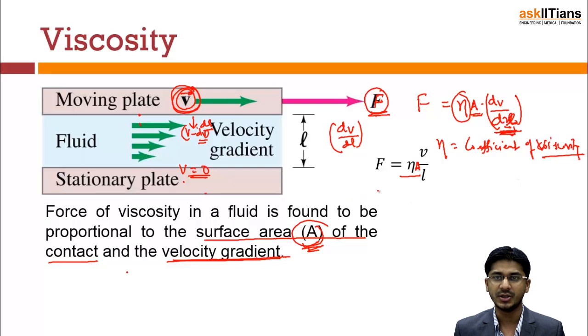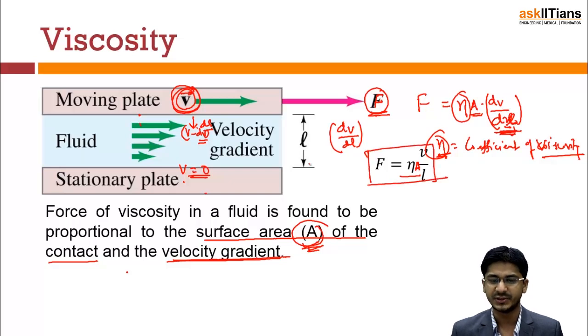It is a property of the fluid. A fluid which has a higher eta is more viscous, and a lower eta means lower viscosity. If the velocity varies uniformly, we can write the velocity gradient as v by L. Otherwise, this is the viscous force, and it is proportional to the area and the velocity gradient.